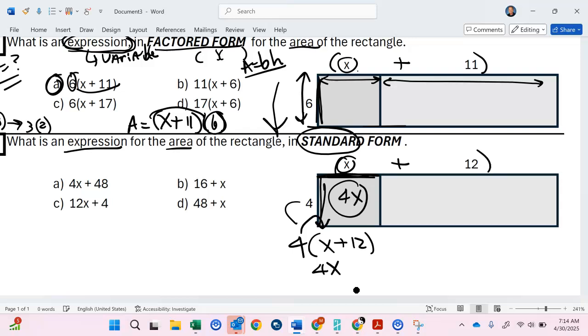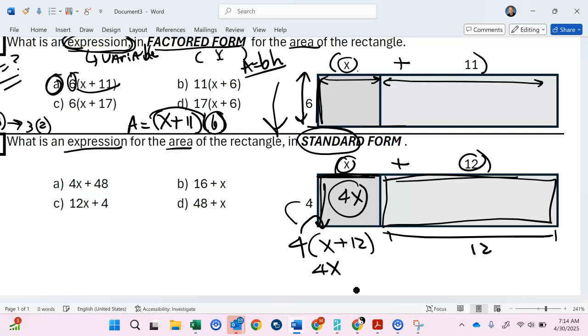And then we do this one over here, right? What's the area of that? Well, that's going to be, this is 12, right? From here to here, just like from here to here is 12. And this 4 is the same over here, right? So this 4 times this 12 is going to be 48, okay?